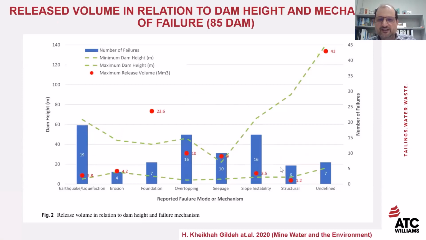This graph is from a recent paper published in 2020 by Gilde and his co-authors in the Mine Water and Environment journal. It's interesting because they analyzed 85 dam failure cases in their database. They looked at the number of failures, maximum height, minimum height, maximum release volume, and the cause of failure of the dam. If you look at this graph, out of those 85 dam failures, 19 were caused by earthquake and liquefaction, and the second highest is overtopping and slope failure.